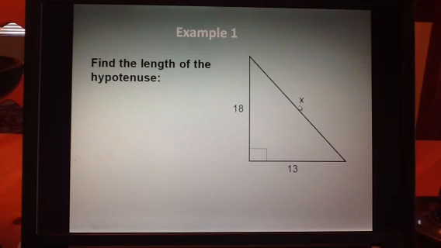Find the length of the hypotenuse. So all you're doing is plugging into the Pythagorean theorem. This is x. It is the hypotenuse, so it's going to go in for c. When you work out the Pythagorean theorem, you are going to square first. So this would give you 18 squared. This would give you 13 squared. Then you're going to add them. Once you add, your last step is to take the square root. It's like you're taking the square root of both sides, because the square root of something squared cancel each other out. They're inverse operations.